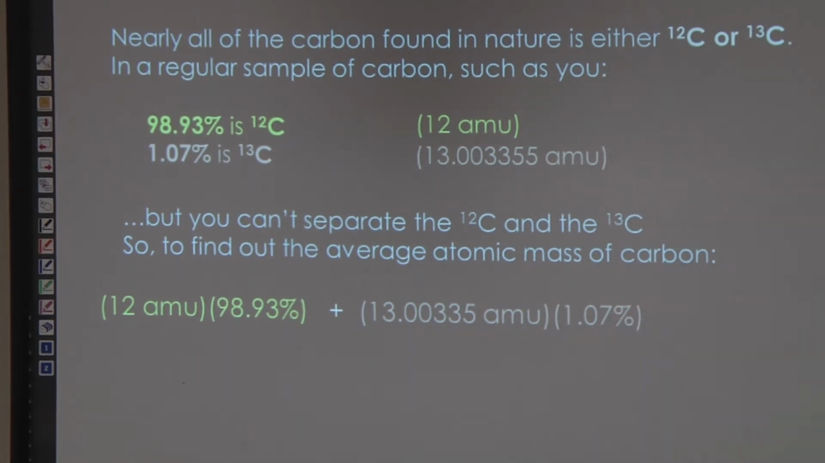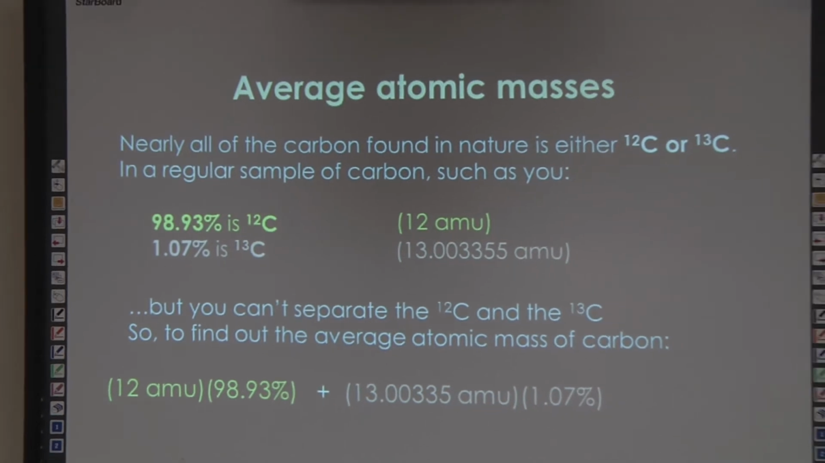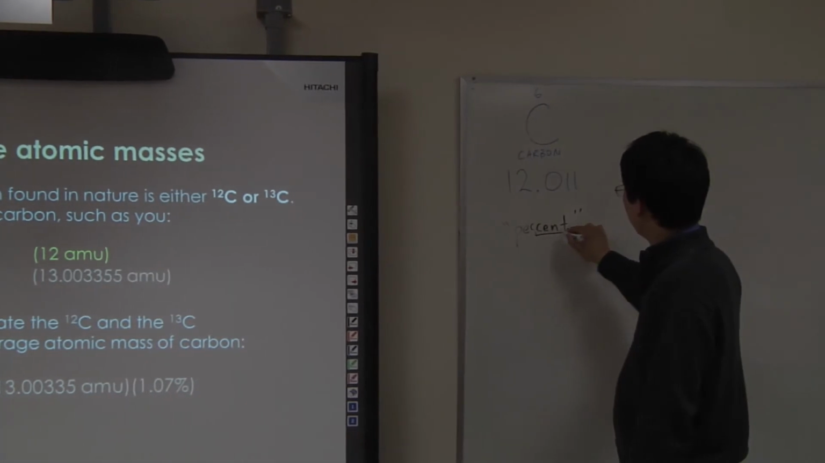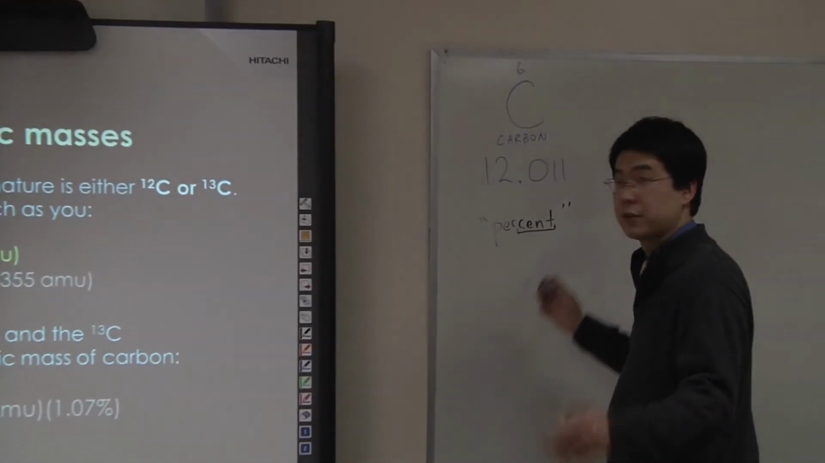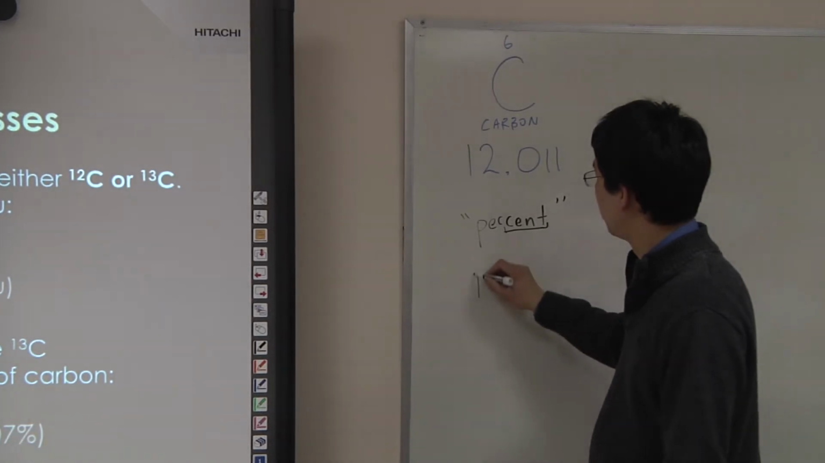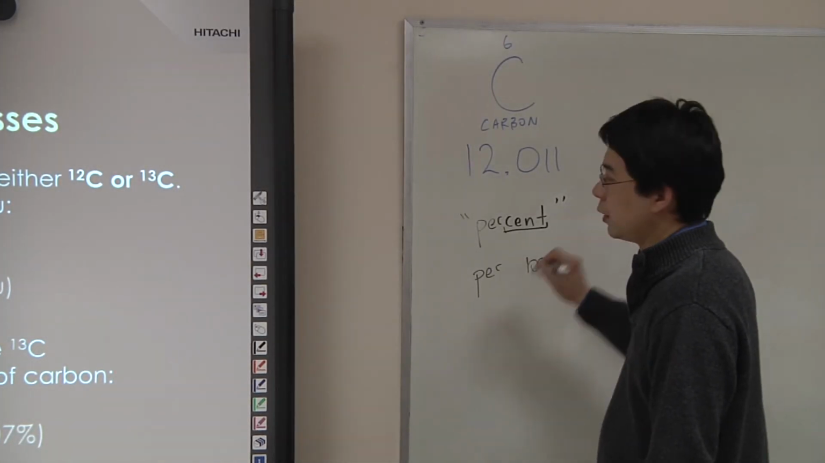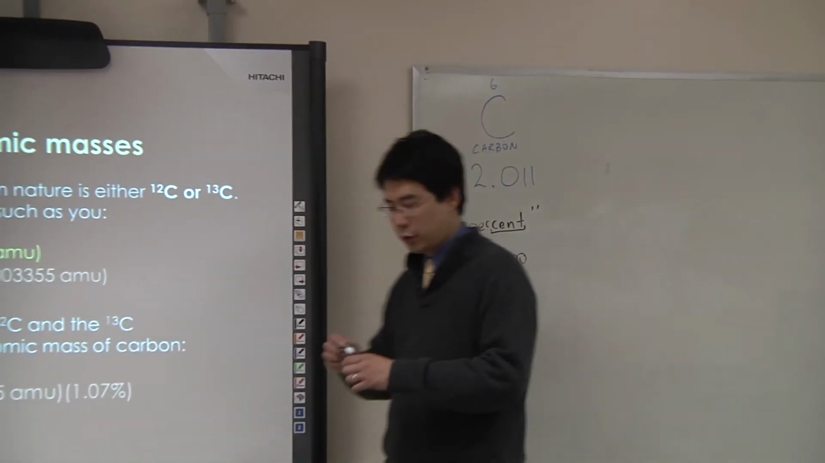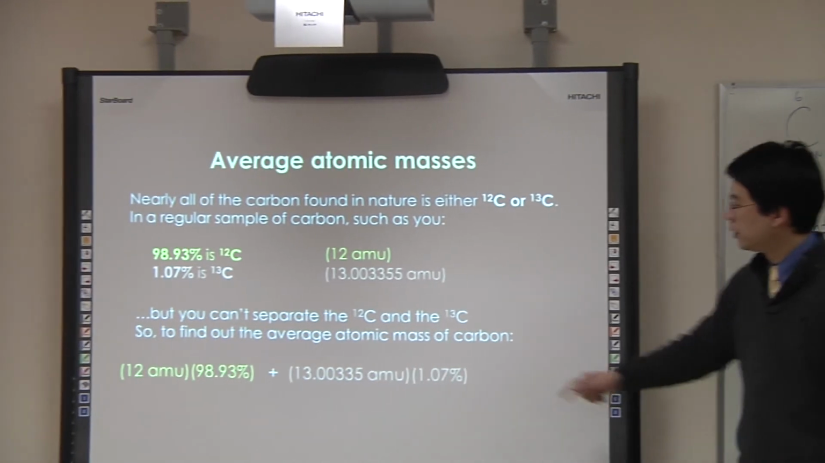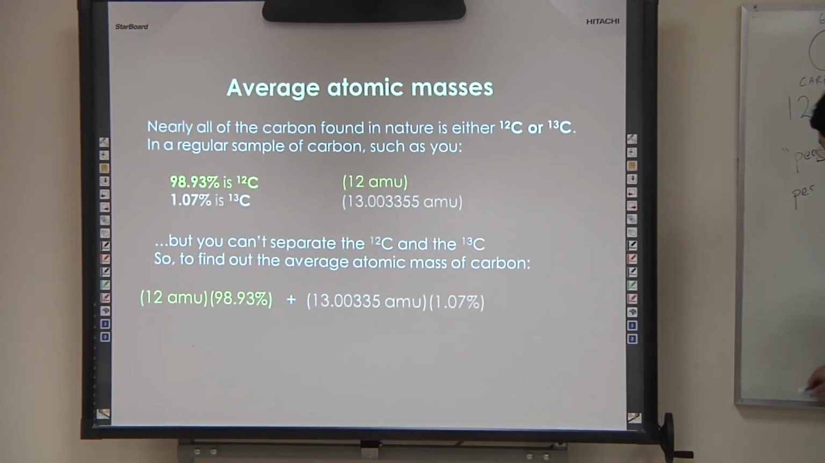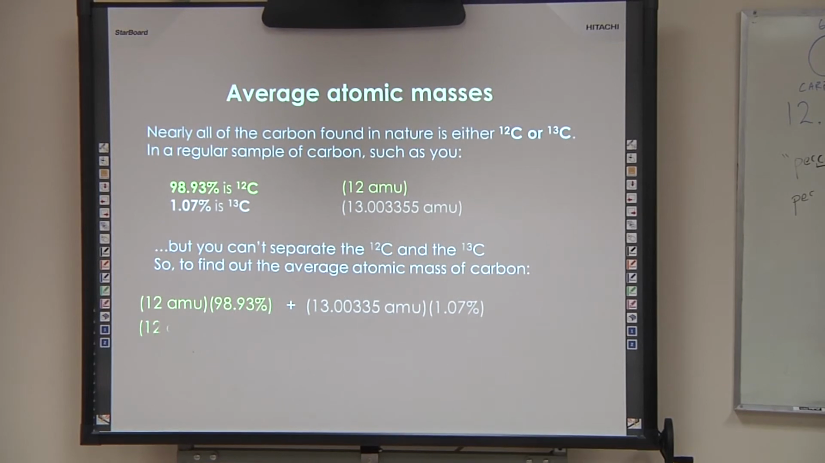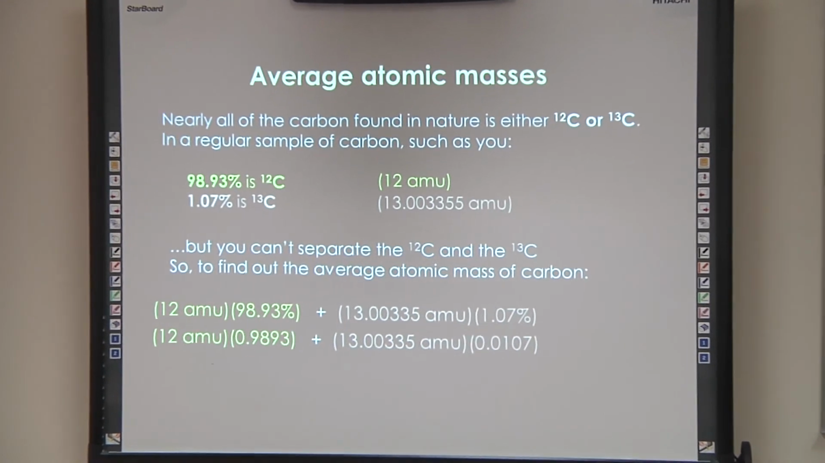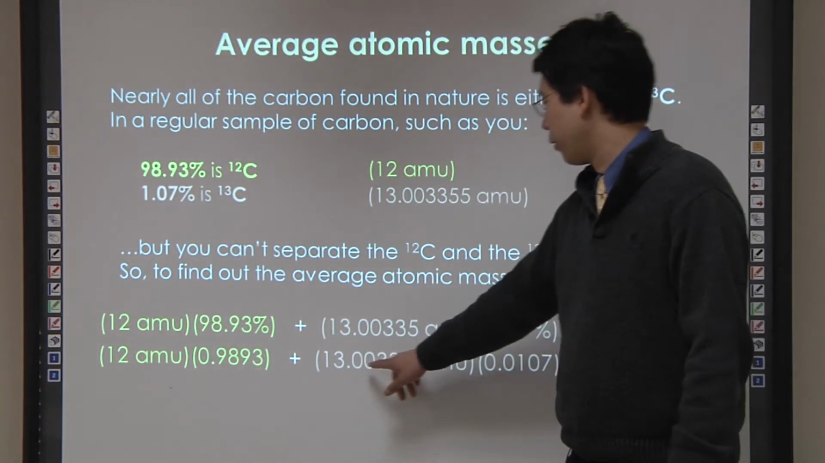One thing to note is, what does the percent mean? The percent means per cent, like 100 cents in a dollar, means 100, right? So per 100. And so what we're going to do to convert these into numbers that we will actually use in our calculation is divide those numbers by 100 to get rid of the percent sign. And so after dividing by 100, we get 12 times 0.9893 plus 13.00335 times 0.0107.